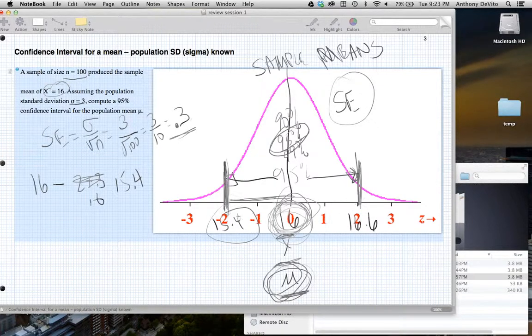So in this case, I can say I'm 95% certain or confident that the real population mean is between 15.4 and 16.6. Okay, so now that's very nice for 95%. What do I do for 90%? Well, this is 95%, so this area here had to be 2.5 because these are always symmetrical, these normal distributions, right?